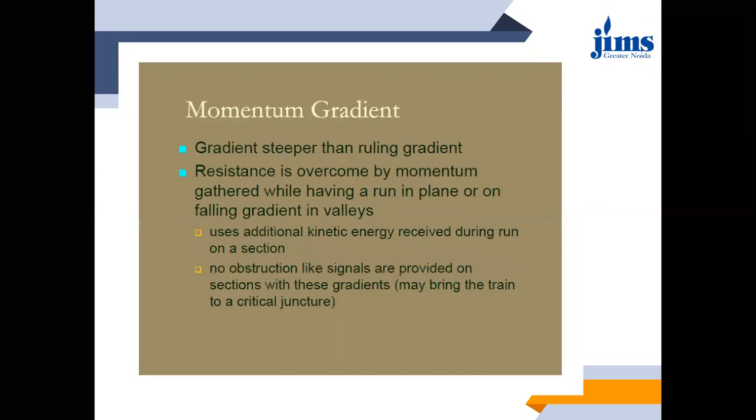The next one is momentum gradient. This momentum gradient is comparatively steeper than the ruling gradient. This is the kind of gradient where you require additional kinetic energy, which is received during the run on a section. So this particular gradient doesn't require any additional locomotive, but it definitely requires the additional kinetic energy received during a run on a section. In order to overcome the resistance offered by this gradient, we will have a run in plain or falling gradient in valleys.